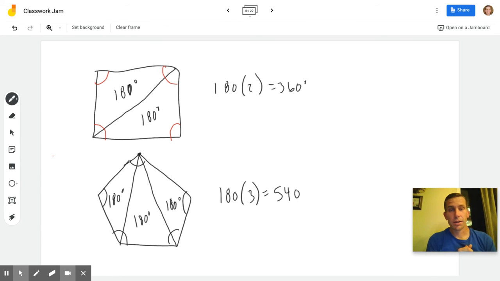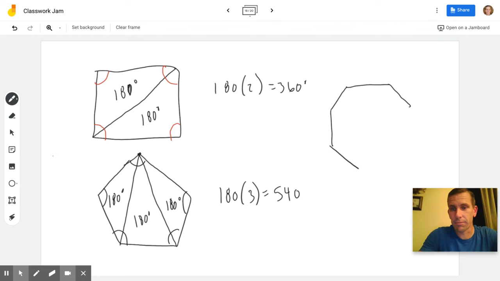With a square, a figure with 4 sides, we could divide it into 2 triangles, and that gave us a total measure of the interior angles of 360 degrees. With a pentagon, which has 5 sides, we were able to divide it into 3 triangles, which gave us a total interior angle measure of 180 times 3, which is 540. So let's look at one more, just to make sure that we get this right.